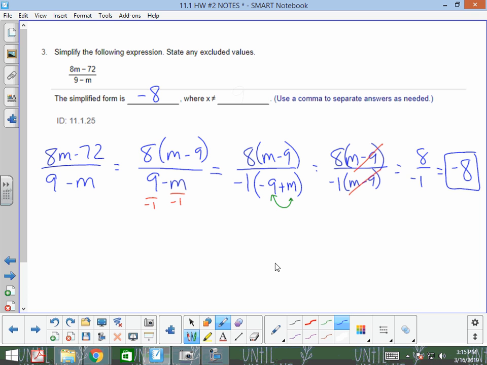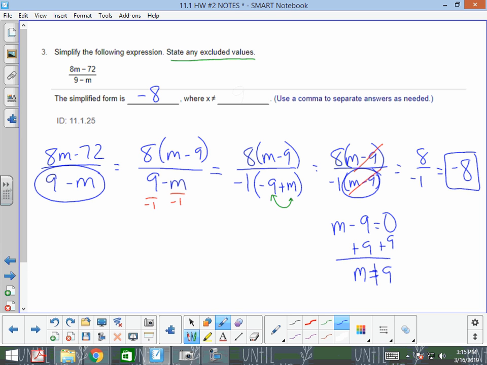Now we're still looking at excluded values. So go back to where the, it doesn't matter, you can go back to either this denominator, or you can start at this denominator where I canceled, and I'm going to take that denominator, not the negative 1, because negative 1 doesn't have a variable as part of its expression, but m minus 9 does. So I'm going to set it equal to 0 and then solve. So the excluded value for m is positive 9.